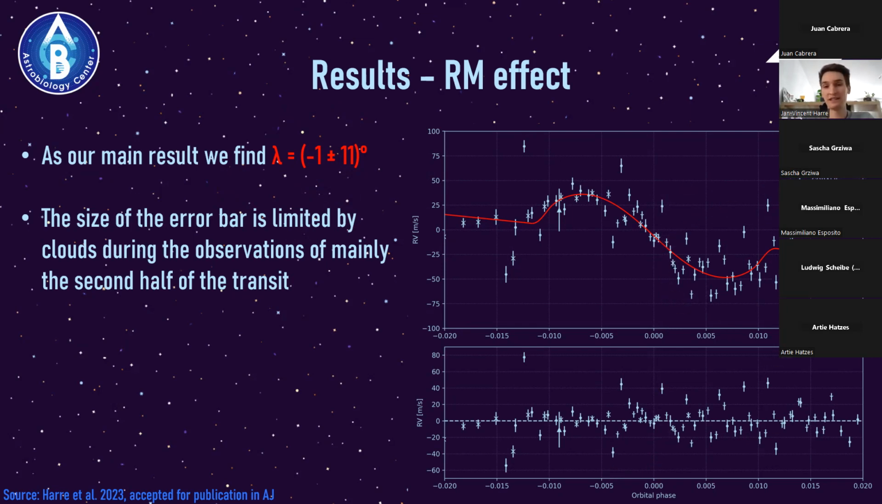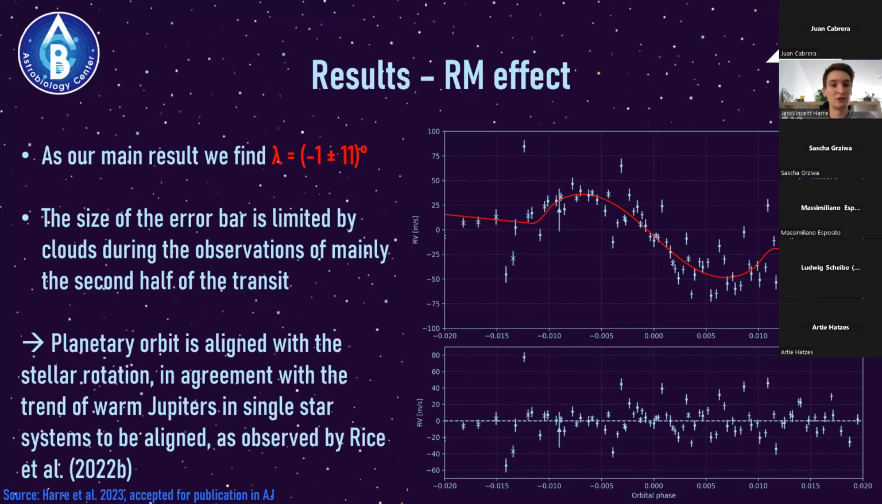So we have two data sets which cover this part of the transit, and in both nights, there were clouds. Okay, so from this, we can conclude that the planetary orbit is aligned with the stellar rotation, which is in agreement with the general trend of warm Jupiters and single star systems to be aligned with their host star's rotation, as has been observed by Rossiter 2022.